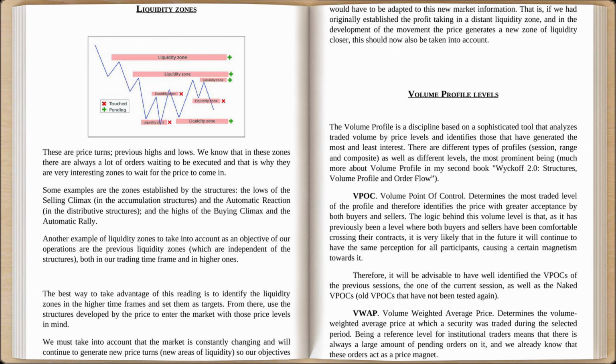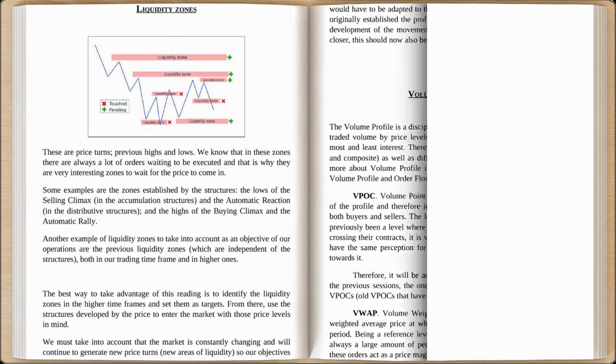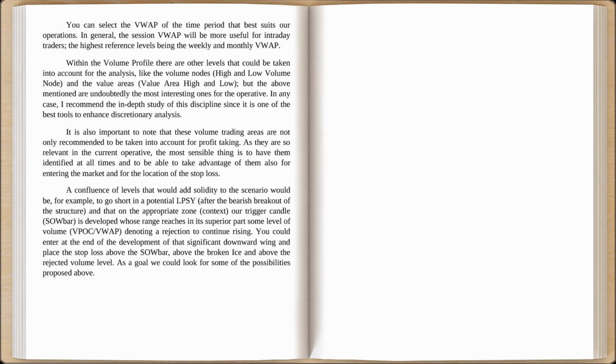VWAP, Volume Weighted Average Price, determines the volume-weighted average price at which a security was traded during the selected period. Being a reference level for institutional traders means that there is always a large amount of pending orders on it, and we already know that these orders act as a price magnet. You can select the VWAP of the time period that best suits our operations.